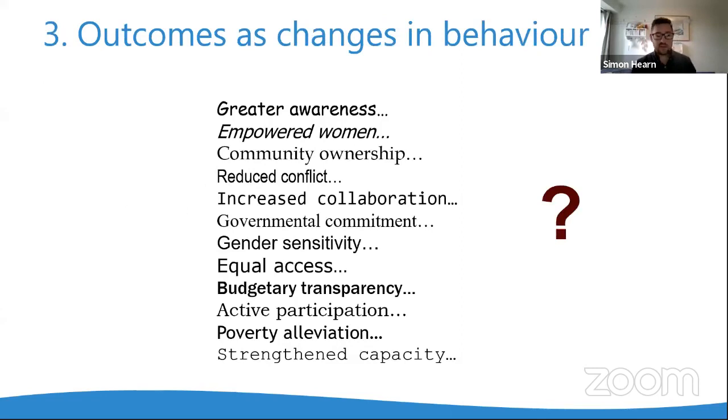So the third thing is outcomes as changes in behavior. This has come up quite a few times. All these things you see on the slide here: greater awareness, community ownership, gender sensitivity, active participation, strengthened capacity. These are things that we often read in our proposals, in our log frames, in our results frameworks, and in our reports. And they are all laudable things. You know, they're definitely things that we want to see more of in the world. The problem is, though, that they're not things you can see. You couldn't go into a room of an organization you're working with and see strengthened capacity. It's not that clear what that looks like. You have to get a bit more specific before you can start to know if that's happening, if there is budget transparency, if there is equal access, like what does that look like?